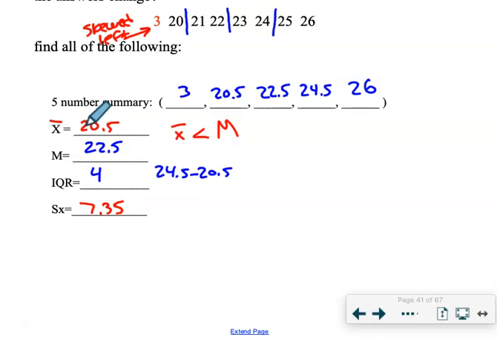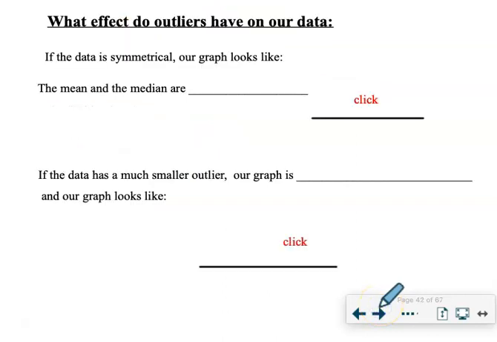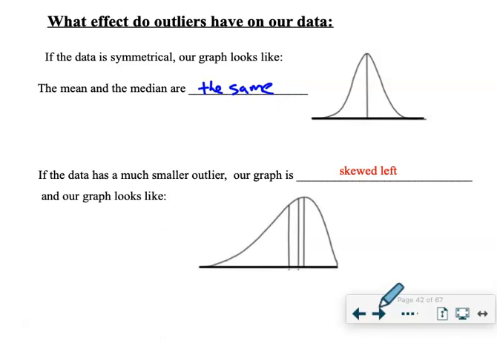Let's talk about shapes. If the data is symmetrical, our graph is going to look like this. When we have symmetrical data, the mean and the median are going to be the same. If the data has a smaller outlier, which was our third one, the graph is going to be skewed left, and it's going to look like this.